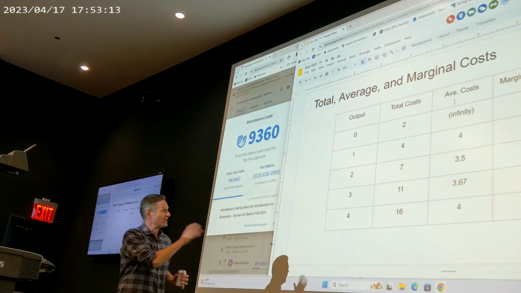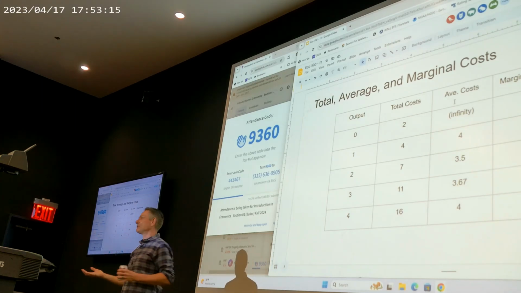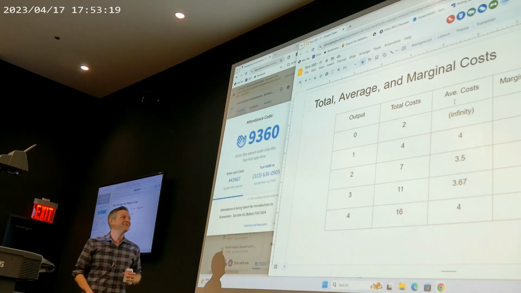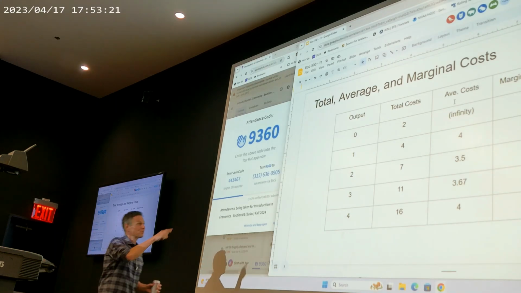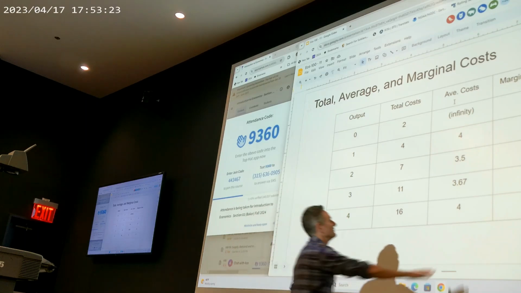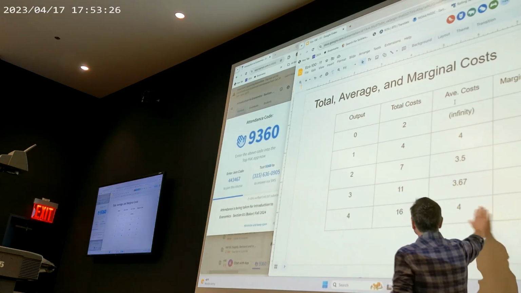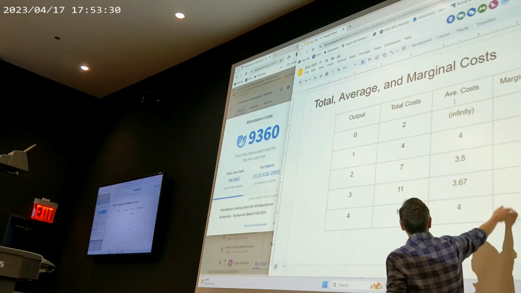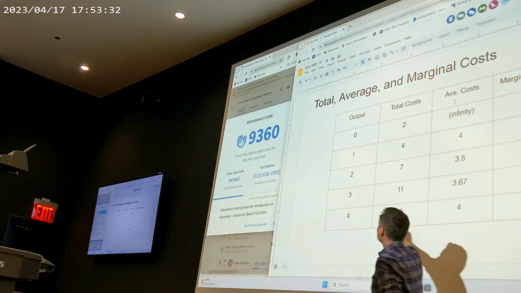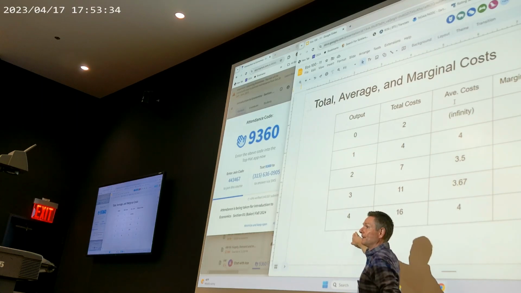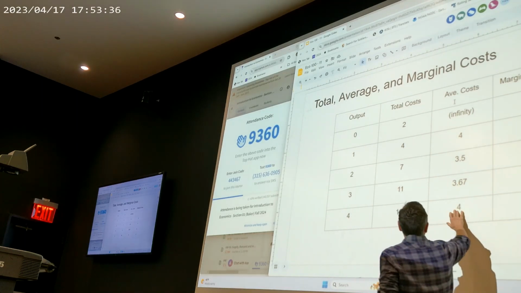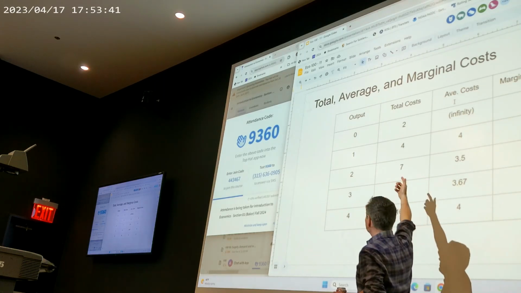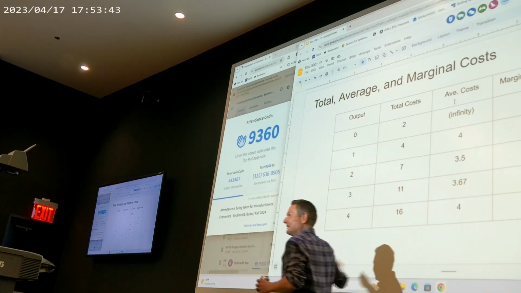And once again, you can stare at this table and remind yourself to keep per unit things and totals separate, right? And so the total cost, by the way, creates these two things, right? You can compute average costs from total costs by just dividing total costs by output, right? You can compute marginal costs by just taking the change in total costs as we go from 1 to 2 or 2 to 3, right?